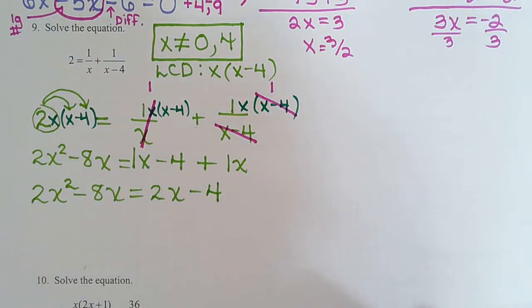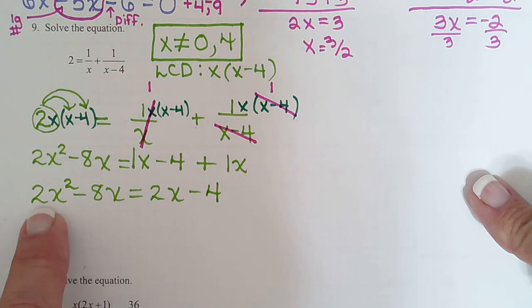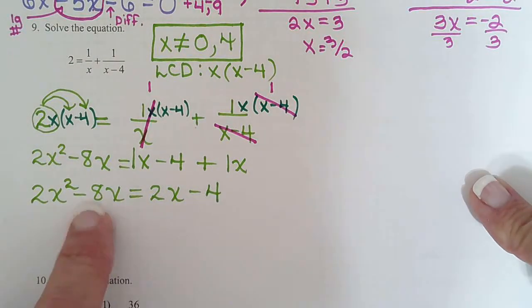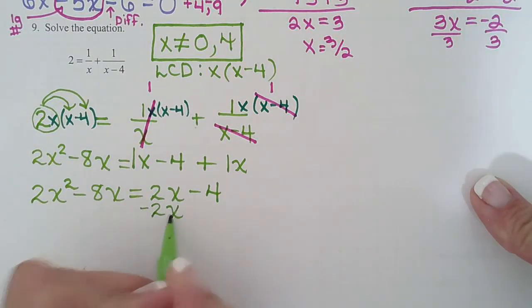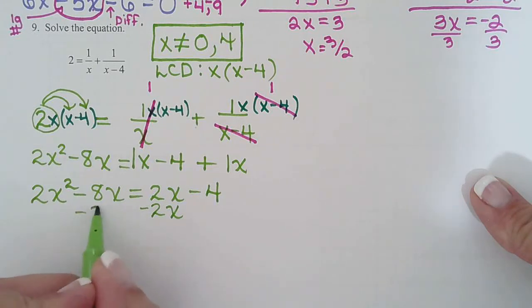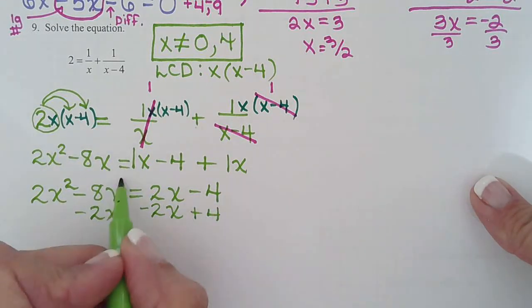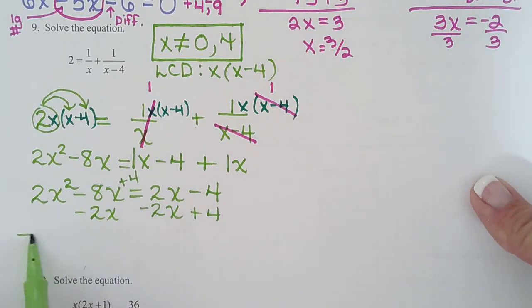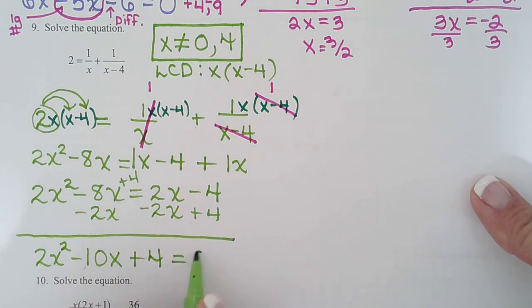Okay, so now we're ready to start bringing everything to one side. Remember, you want to keep your x squared term positive, so everything needs to move onto that side. So we do the opposite when we cross the equal sign, so that'd be minus 2x, minus 2x, and we have to also do the opposite of 4, plus 4, plus 4. So my new problem is 2x squared minus 10x plus 4, and now we have our 0.